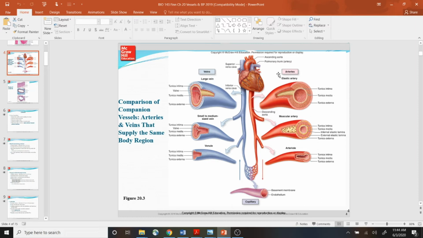But as you're leaving the heart, with the aorta and some of our elastic arteries, you can see all three layers are very prevalent. But as I start to get smaller, you can see some of my layers get a little bit thinner.